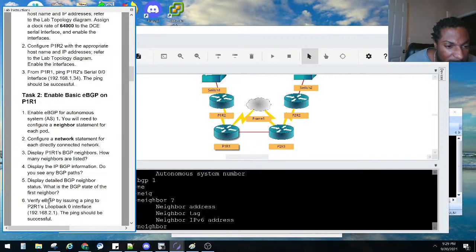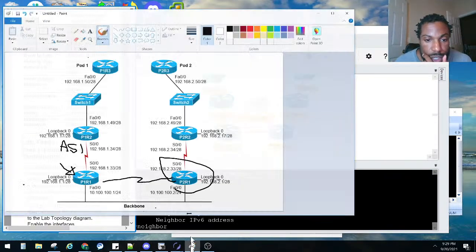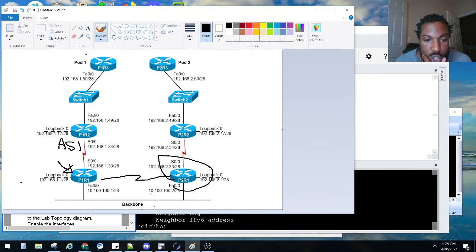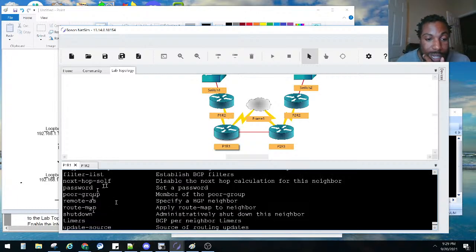Because I don't see why they did that, because they said right here. Okay, I see why. Let me look at that map. There's a neighbor. So his IP address in this case is 10.100.100.2. And that's what they ask us right here. What's the neighbor's address? We said it is 10.100.100.2. Right? We type a question mark, and you'll see a whole bunch of options.